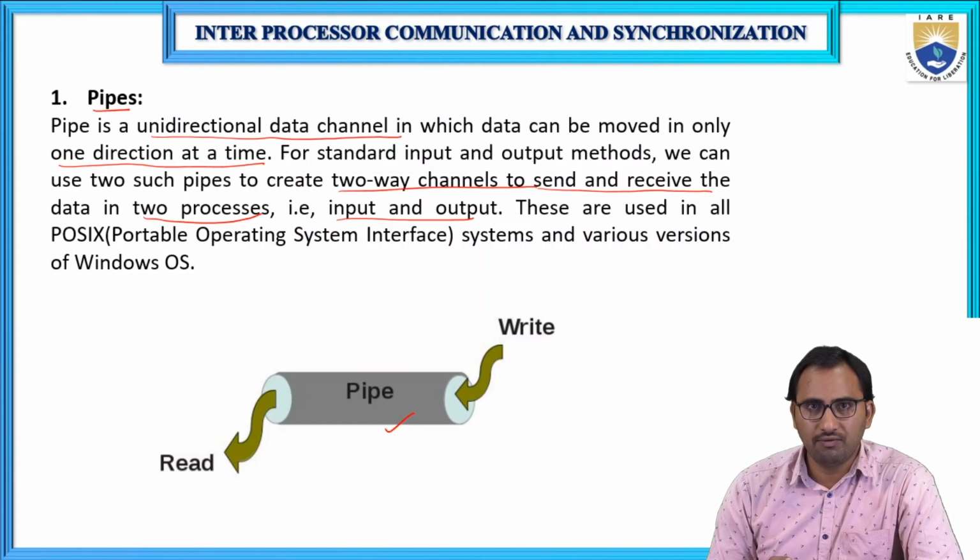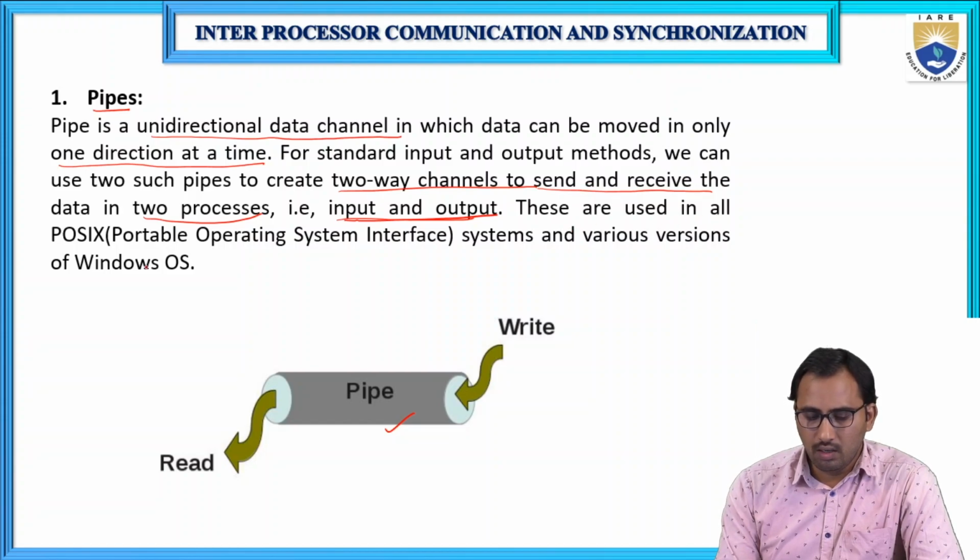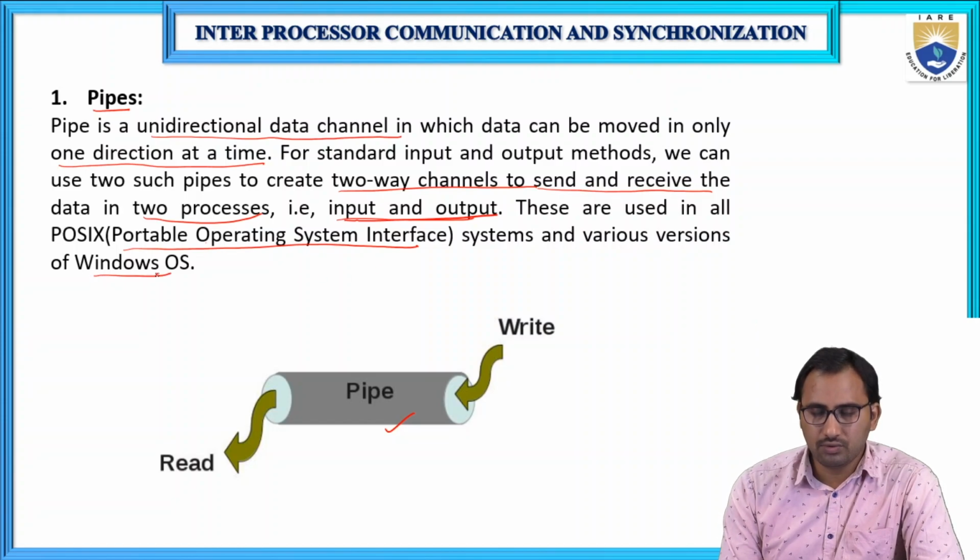But if you want to use it for two-way communication, then we have to use two pipes: one pipe is used for input and another pipe is used for output. By using two pipes, we can establish a two-way communication. These are used in all POSIX, that is, portable operating system interface. This type of pipe is used in POSIX systems and various versions of the Windows OS.